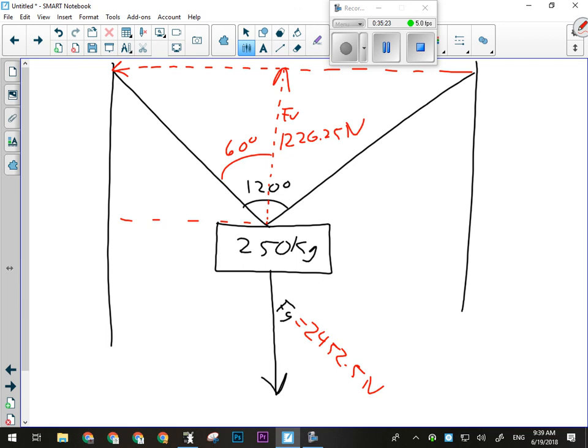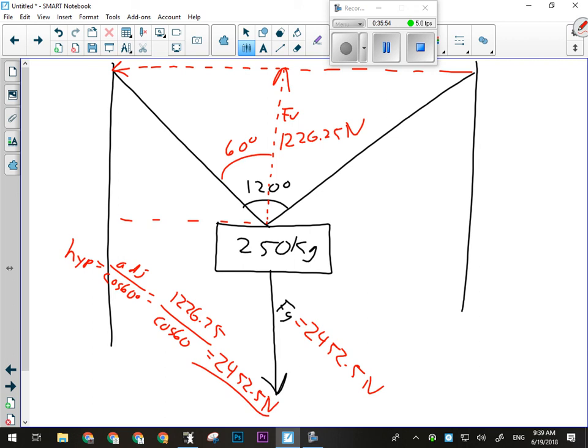Now that I know one side of this triangle and an angle, can I find the hypotenuse? I know the adjacent side to this angle, and I'm looking for the hypotenuse. So the hypotenuse will be the adjacent side divided by the cos of 60 degrees. So that'll be 1,226.25 divided by the cos of 60, and that will give us 2,452.5 newtons, because the cos of 60 is 0.5.